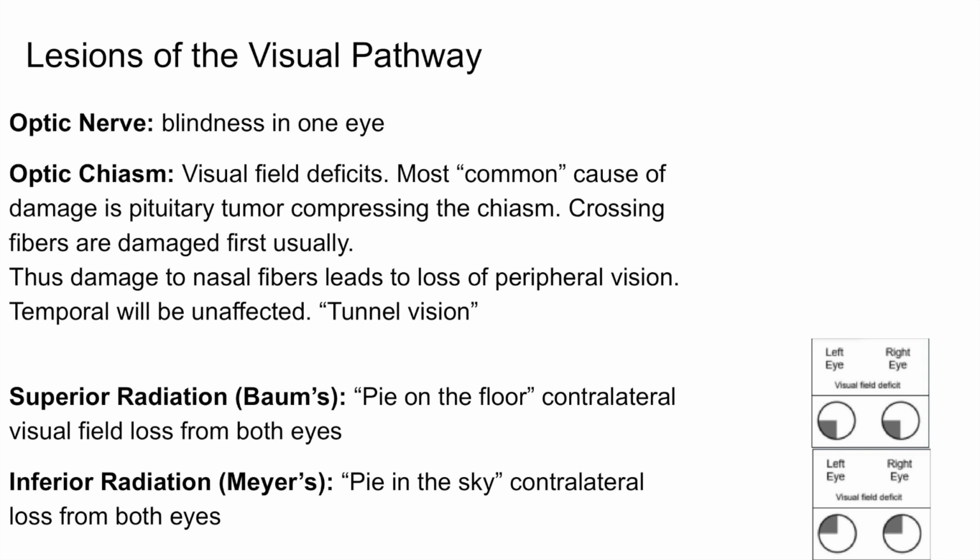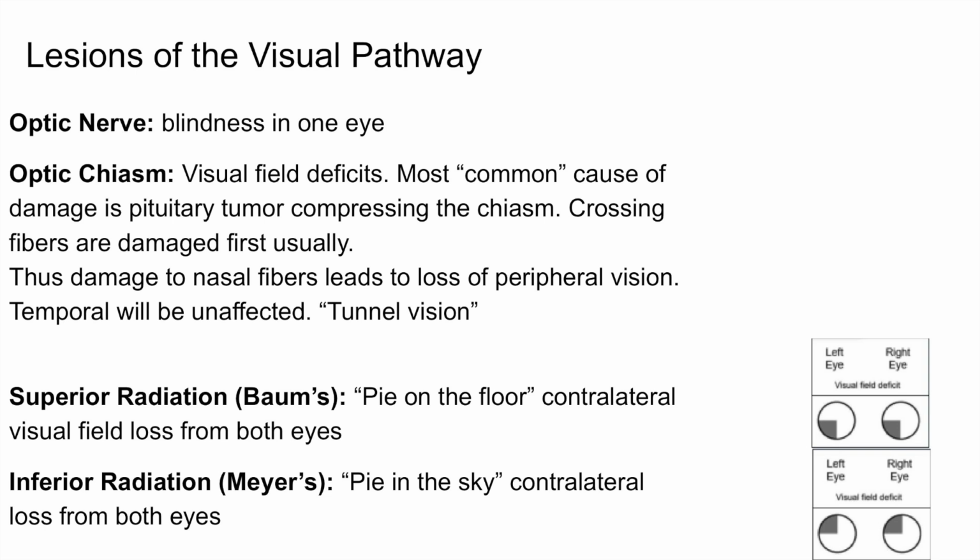Parietal lobe is more general, but Baum's loop, right? Knocks out the inferior visual field on the opposite side of that lesion. That's your pie on the floor. So left parietal damage, right lower quadrant gone in both eyes.